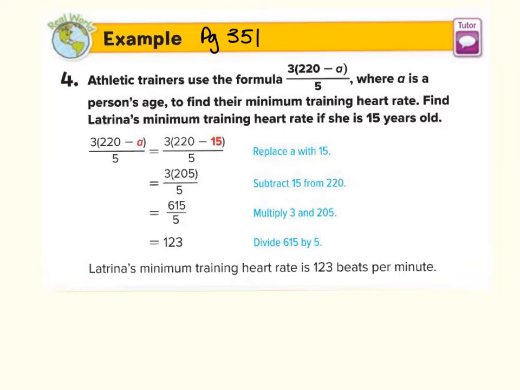Alright, here on page 351, number 4, or example 4, gives you a formula. In the future, when you get into geometry and you start dealing with shapes, you're going to have formulas. So basically, they give you the formula, and all you have to do is practice substituting the information that is known in order to plug into the formula and then solve that formula. So here they show you how to plug in 15 in place of A, and then they show you how to solve it from there.